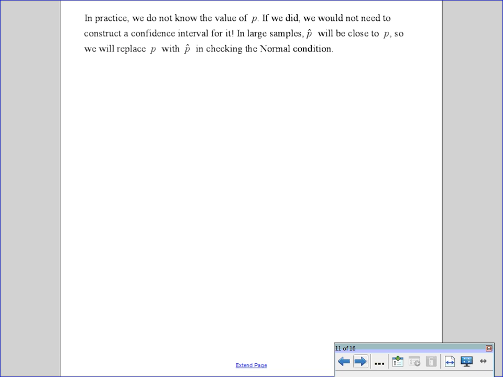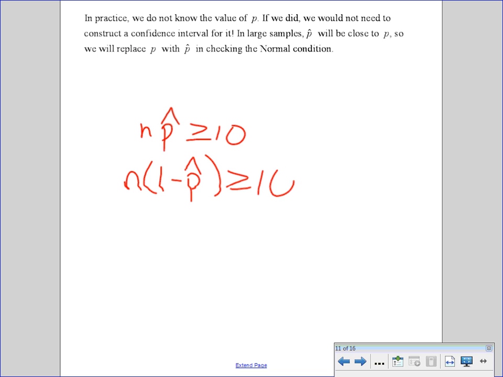So in practice, we do not know the value of p. If we did, we would not need to construct a confidence interval in the first place. In large samples, p-hat will be close to p, so we will replace p with p-hat when checking the normal conditions. Basically, we'll use our statistic because we do not have the parameter value. So instead, when we check conditions, we will check n times p-hat is greater than or equal to 10, and n times 1 minus p-hat is greater than or equal to 10.